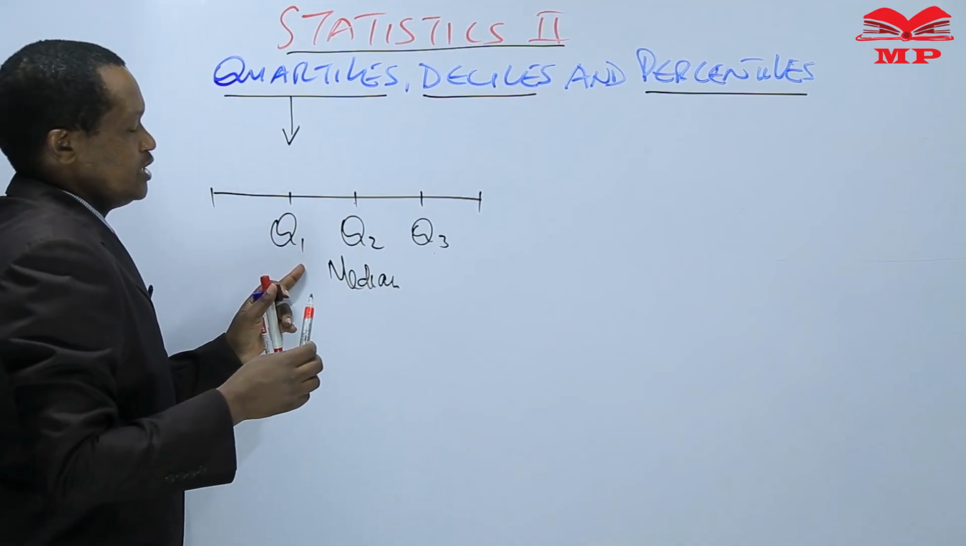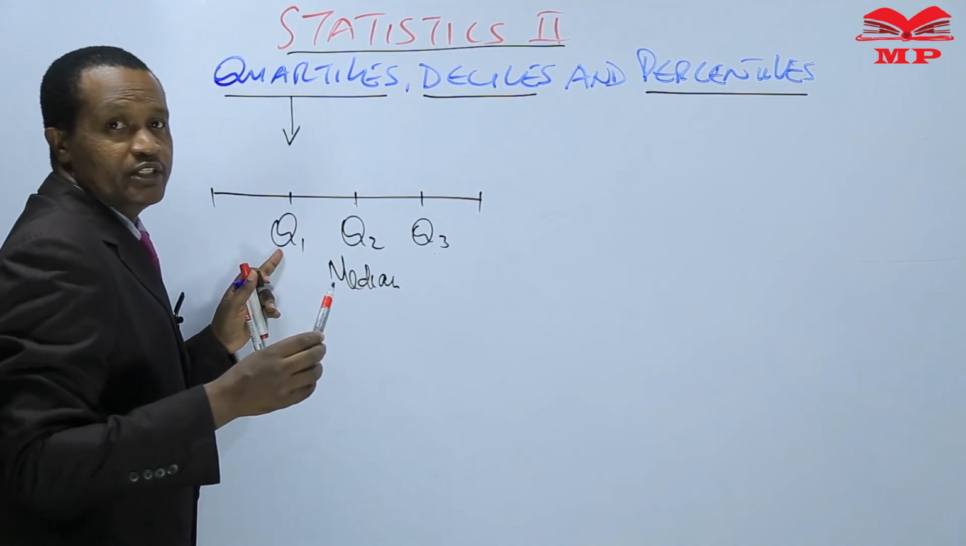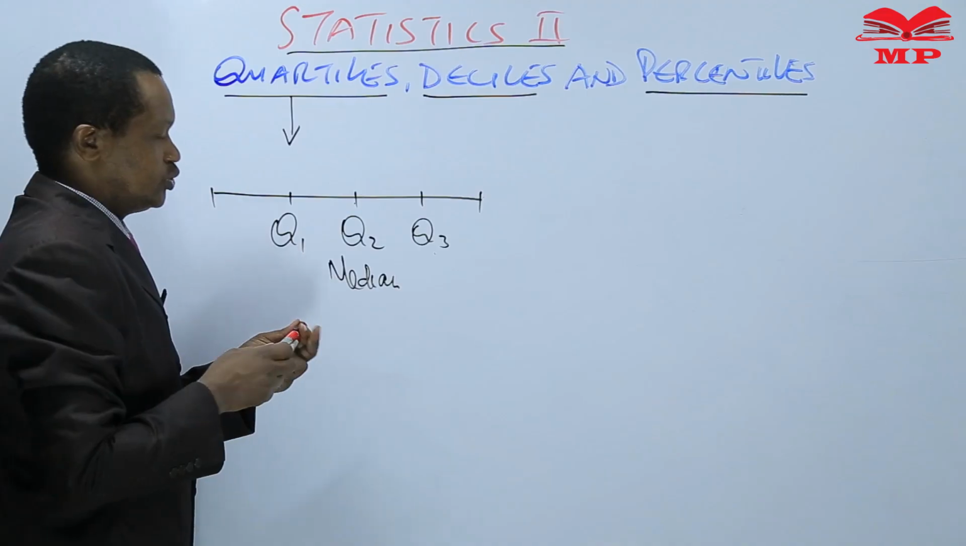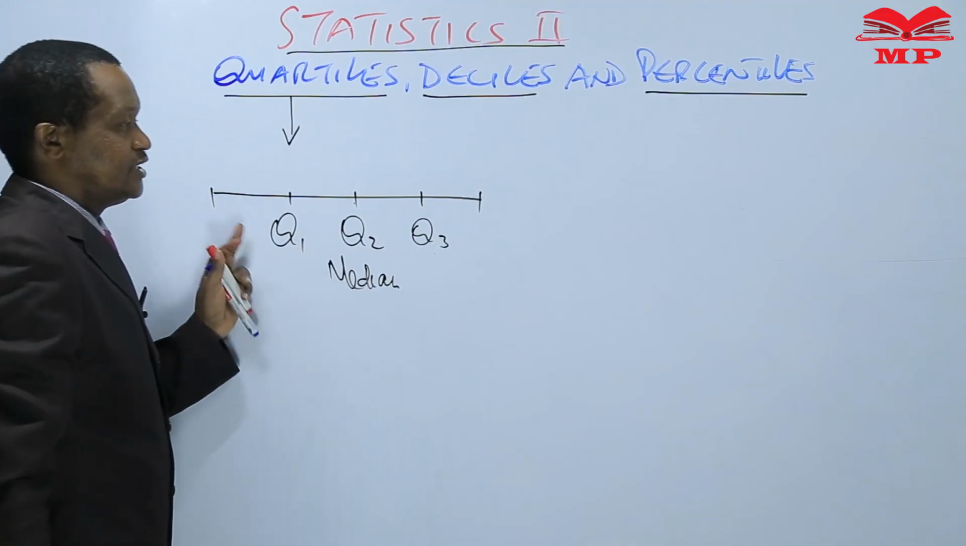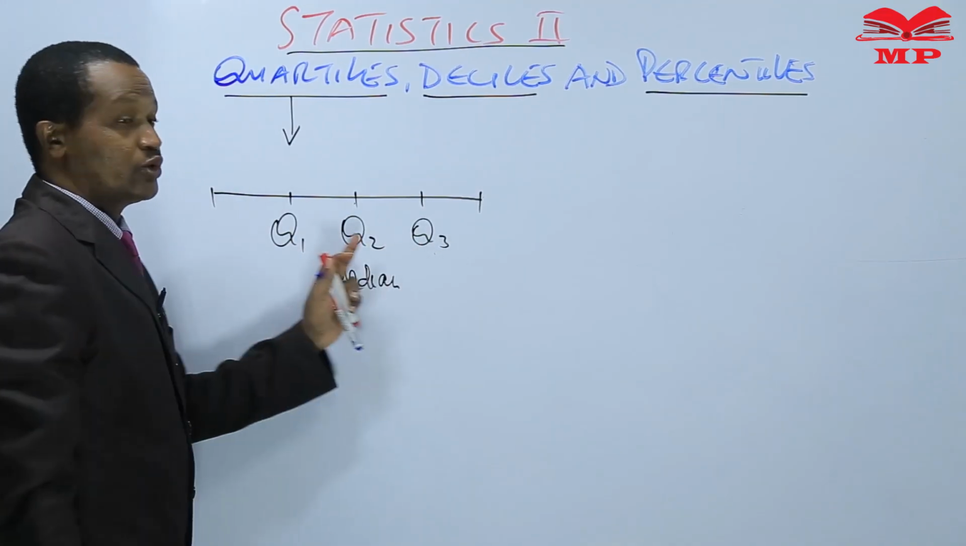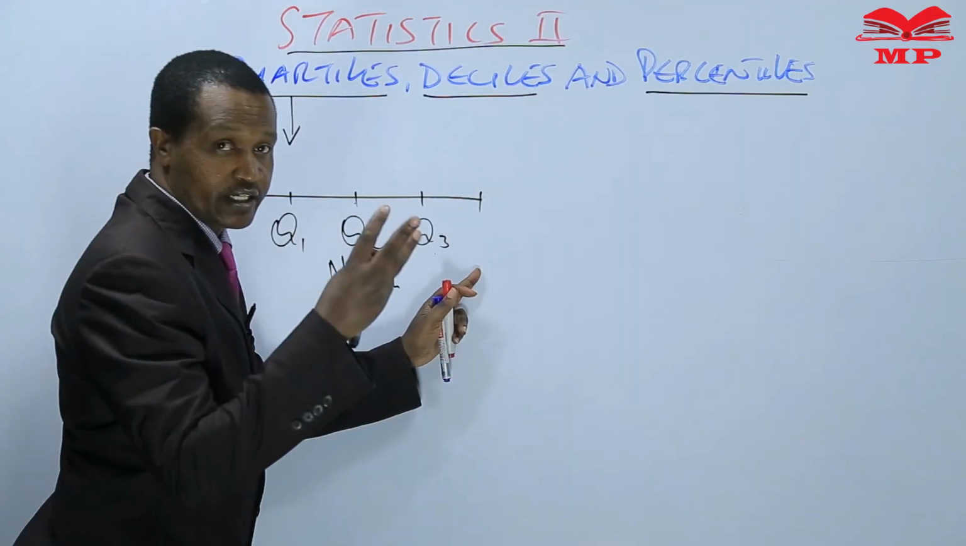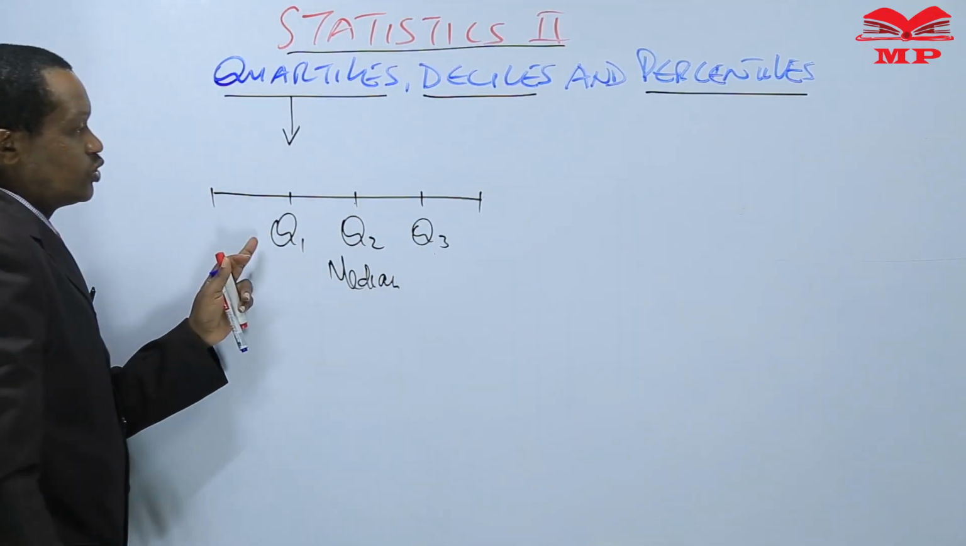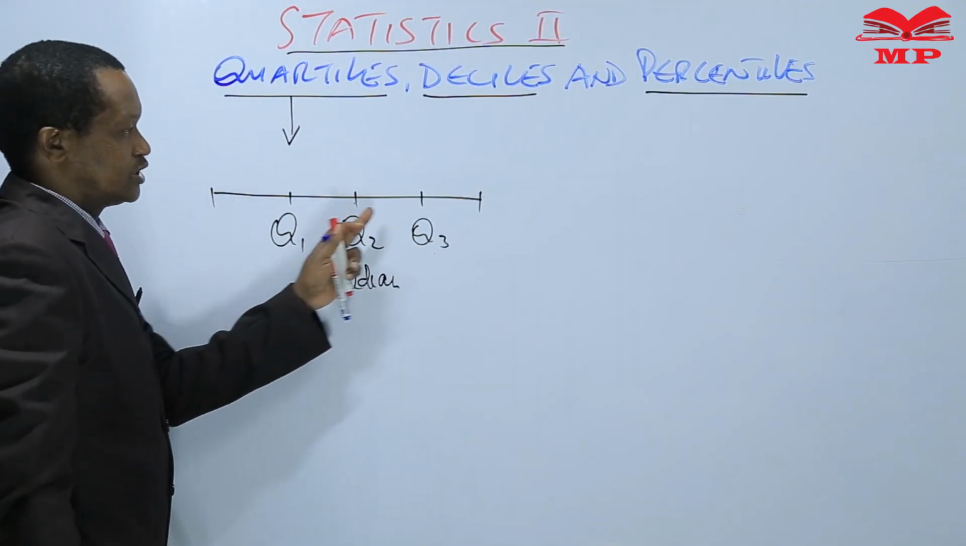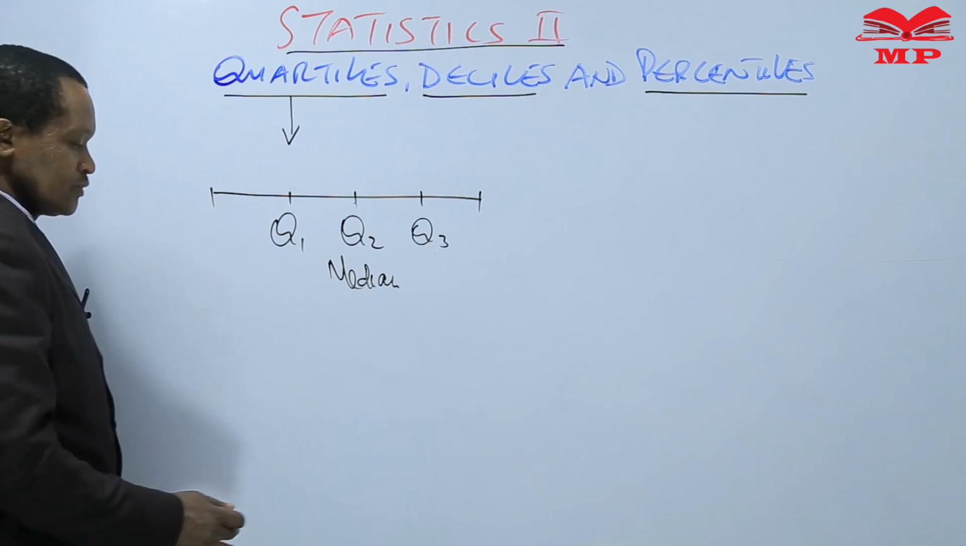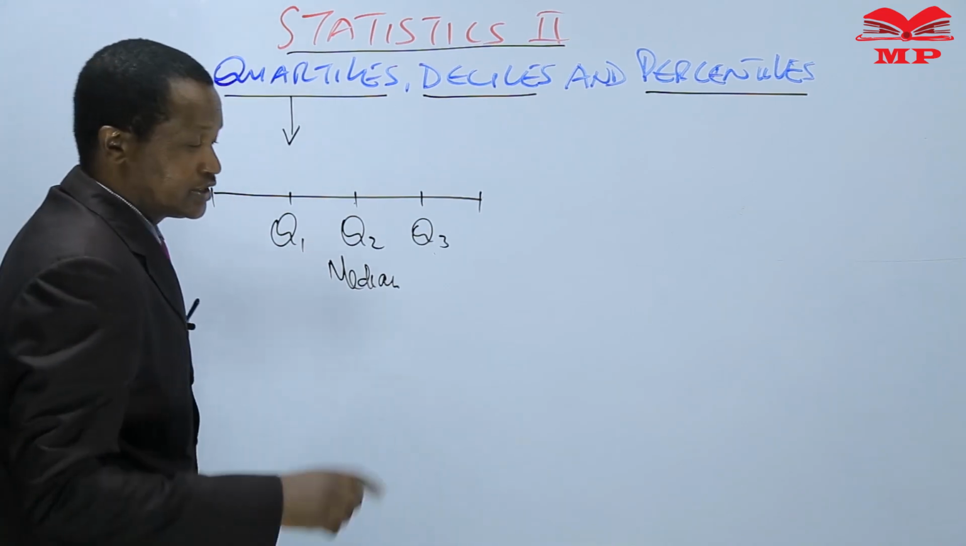So, since 3 points are required to divide a set of data into 4 equal parts, there are 3 quartiles: quartile 1, quartile 2, and quartile 3. So that's what we did in our last lesson.